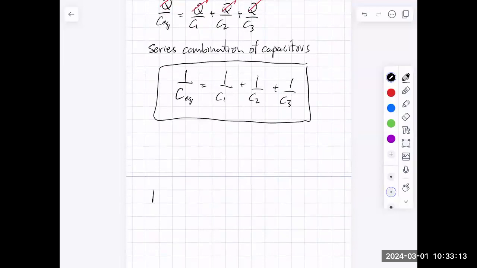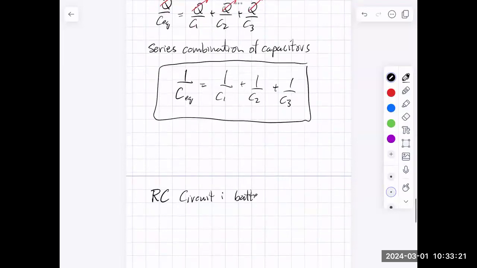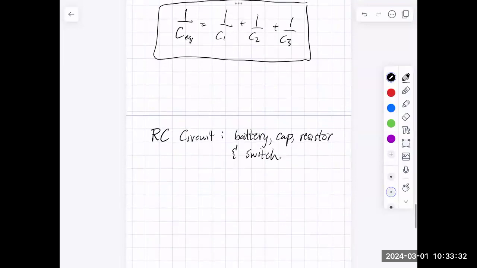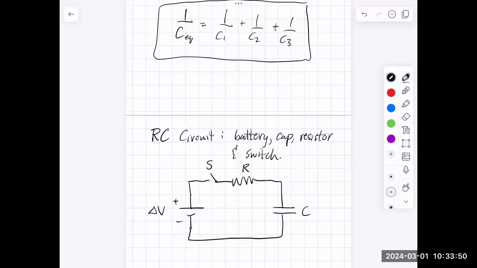So let's talk about our RC circuit. So we're going to have a battery, capacitor, resistor, and a switch. Okay, so what it'll look like is we'll put our battery over here. It'll provide a voltage delta V. Let's put our switch over here. We'll call that S. And then we'll have our resistor. And we'll have our capacitor like so. And this is C.